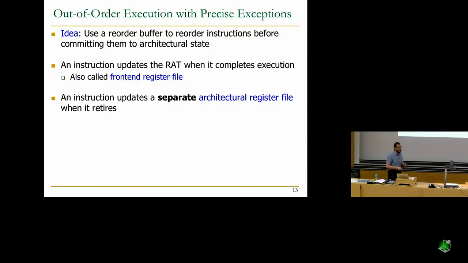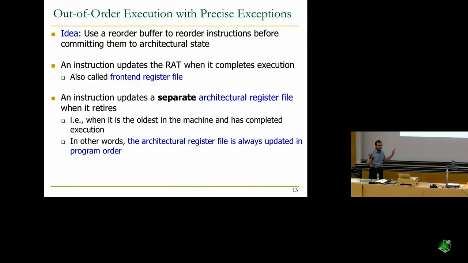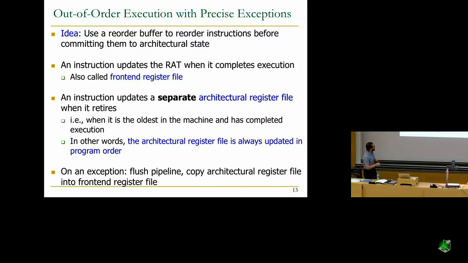So you have a separate register file at the end that's updated only when an instruction is committed in sequential program order, just like the reorder buffer, right? I.e., when it's the oldest instruction, the machine has completed execution without exceptions. In other words, the architecture register file is always updated in program order, as I said. On an exception, you flush the pipeline, and you copy the architectural register file into the front-end register file. So this is very, very similar to the reorder buffer that we've discussed.